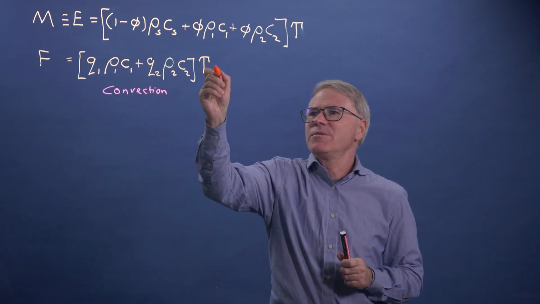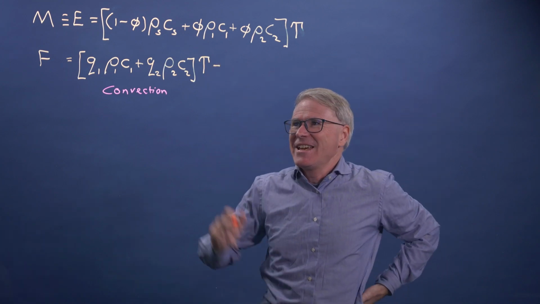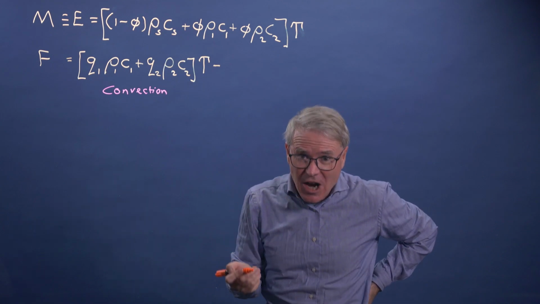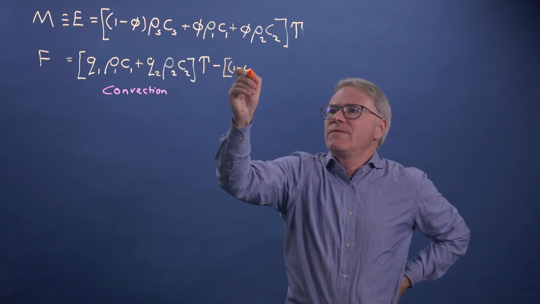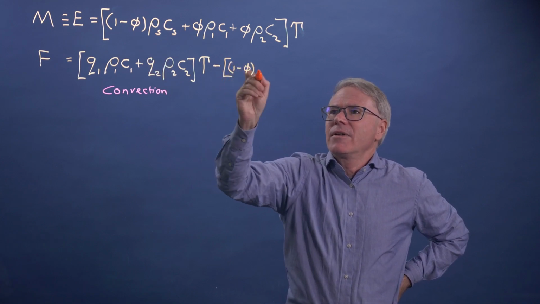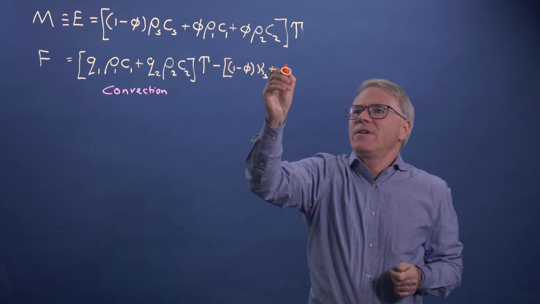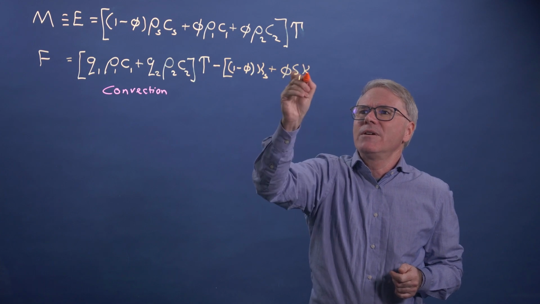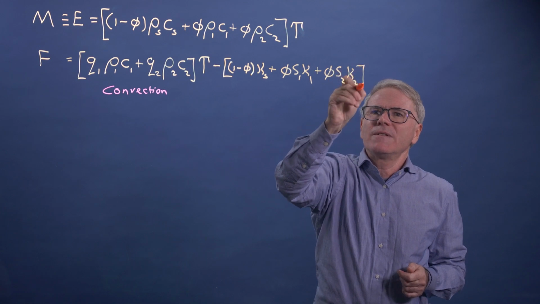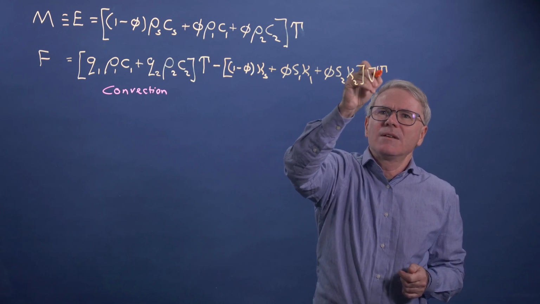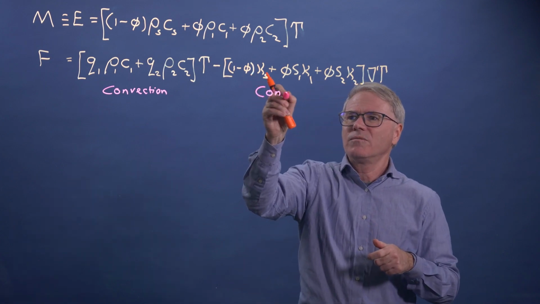Then we have a number of terms minus, and they're all going to be multiplied by grad T. So I'm going to put the grad T at the end. This is the heat conduction. Okay, so there's going to be 1 minus phi, okay, times the solid, plus phi S1 times phase 1, plus phi S2 times phase 2, and this is all going to be grad T. Okay, so that's conduction.